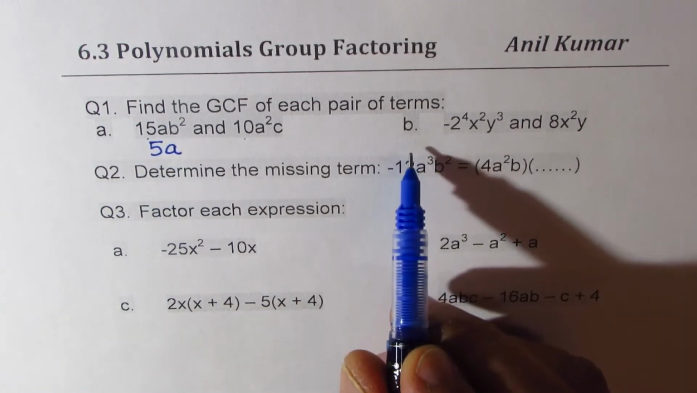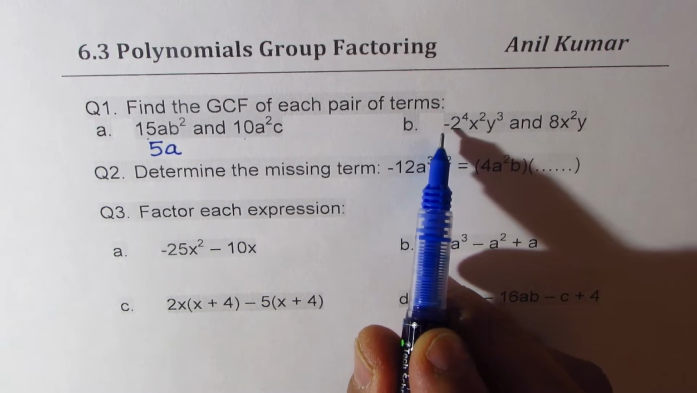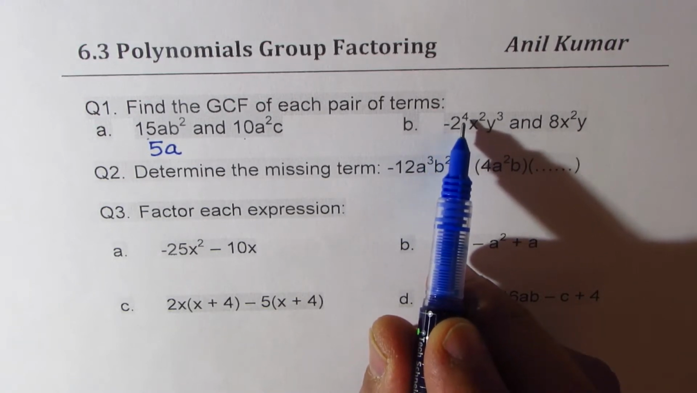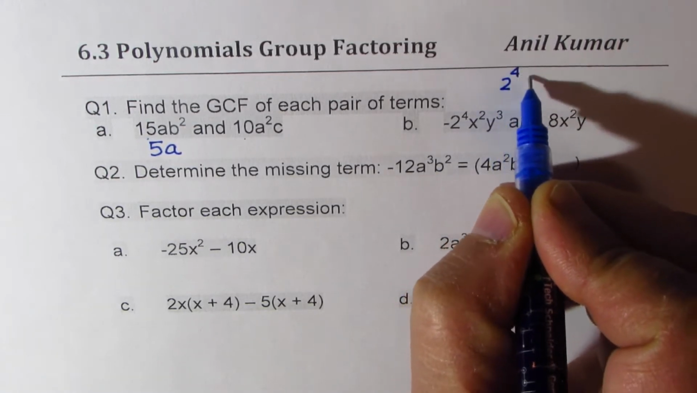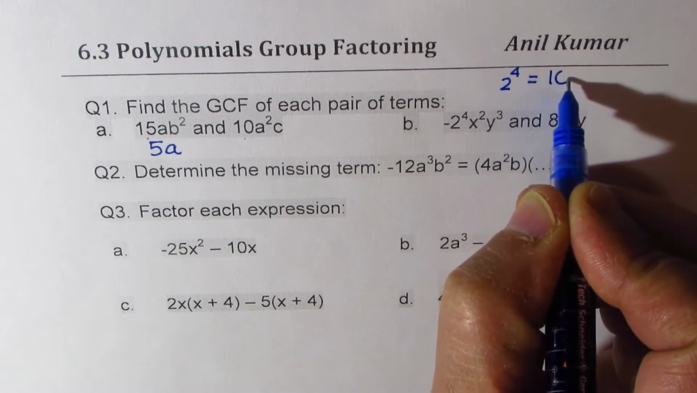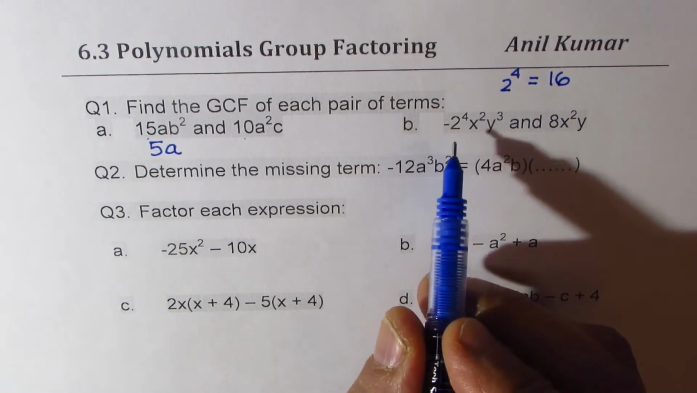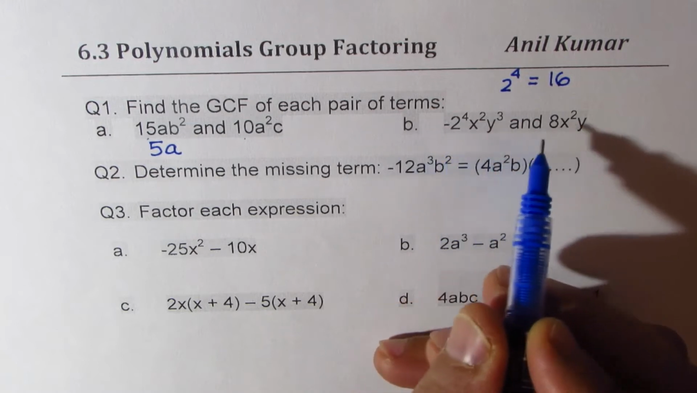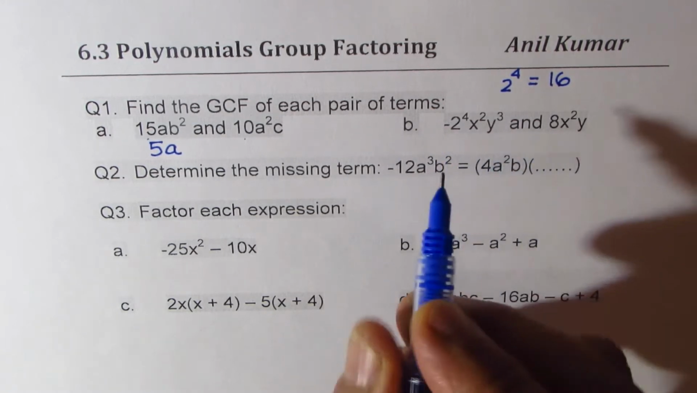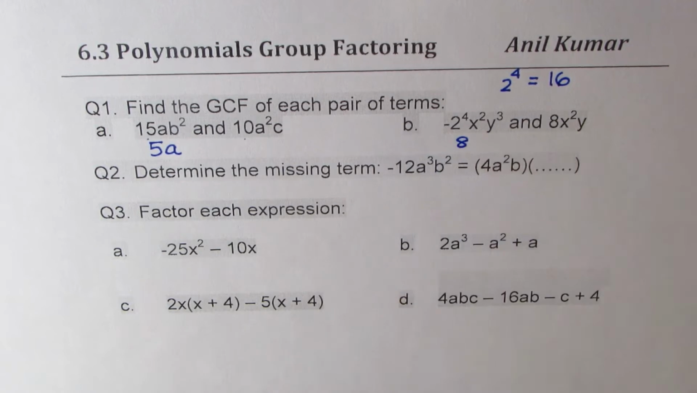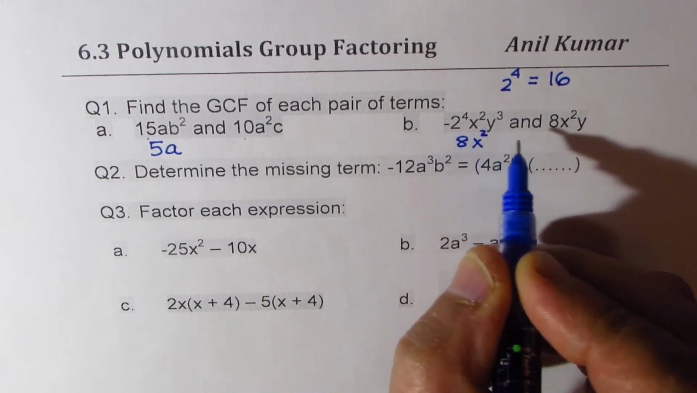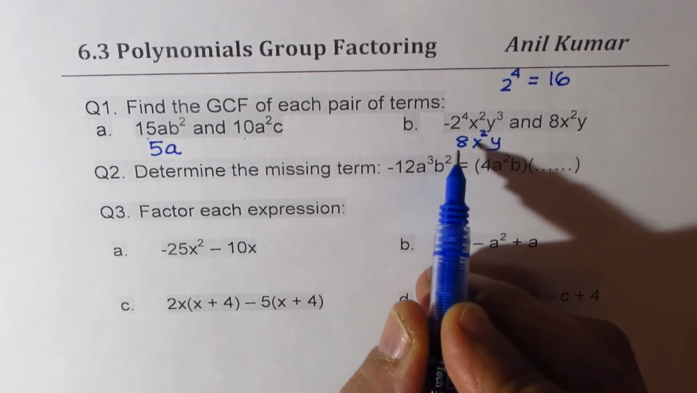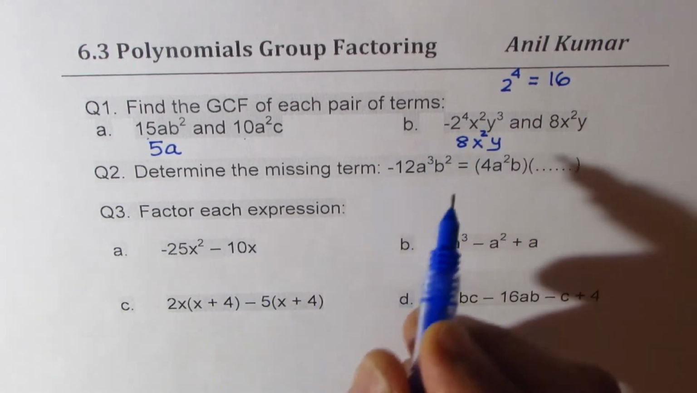Now let's look into b. Now this is slightly tricky. We have minus 2 to the power of 4, and here the number is 8. Now what is 2 to the power of 4 equal to? 2 to the power of 4 is 16, and therefore the greatest common factor between these two numbers is 8, right? You could also write minus 8, both can work for you. Okay, x square is common and also y is common. So 8x square y is the greatest common factor.